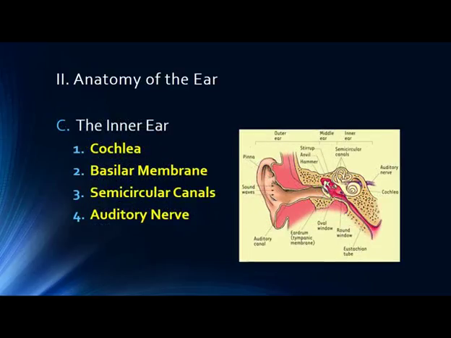So the inner ear then has four major components I want to talk about. The cochlea, and inside the cochlea is the basilar membrane. These are involved in our perception of sound. The semicircular canals we'll talk more about in a bit, or next Wednesday, depending on what we get through. Semicircular canals are involved in our balance and orienting system. It's called the vestibular system. So when you have an inner ear infection, people often have balance problems because the semicircular canals are having trouble. And then finally, the auditory nerve is simply where all this information exits the ear.